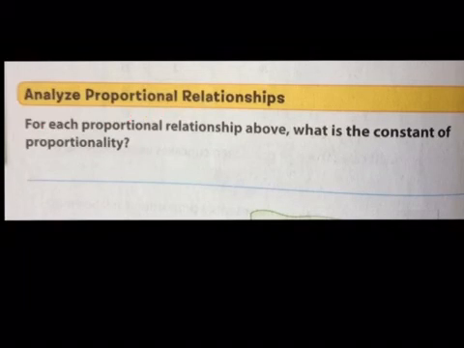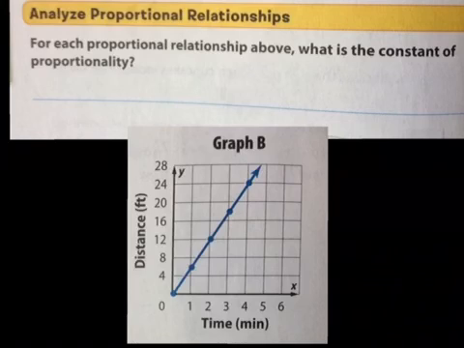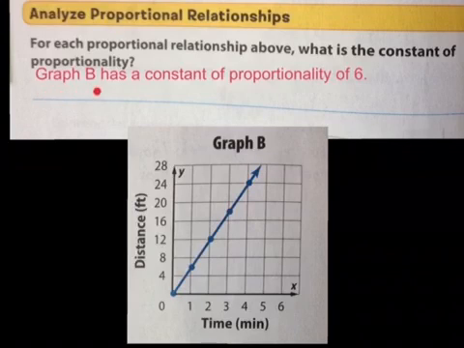Okay, analyze proportional relationships. For each proportional relationship above, B and C, what is the constant of proportionality? Okay, well, graph B starts at 0, and then it goes up to, it looks like it's 6, because we would have 5, 6, 7, 8, okay? And then plus another 6 would be 12, another 6 would be 18, and then another 6 would be 24. So yeah, this looks like our constant of proportionality is 6. Therefore, graph B has a constant of proportionality of 6.